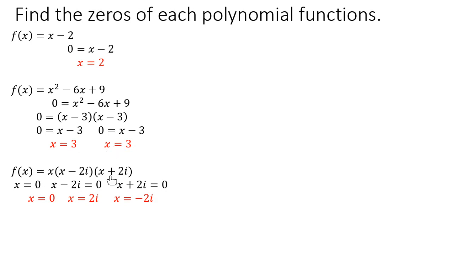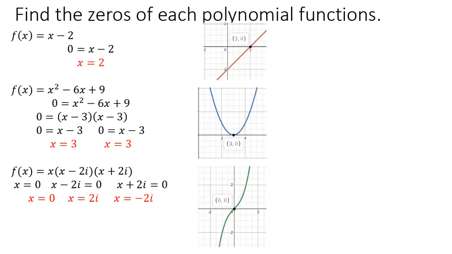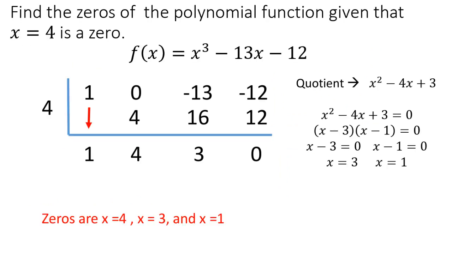And then here we have 3 factors, so I can set each factor equal to 0. So x equals 0, x minus 2i equals 0, and x plus 2i equals 0. And then I can solve for the zeros. These imaginary zeros, we cannot see them. For example, the graph might be up here somewhere, and so it's not going to cross the line. But they are zeros. For example, here in this graph, well, we can just do an example.